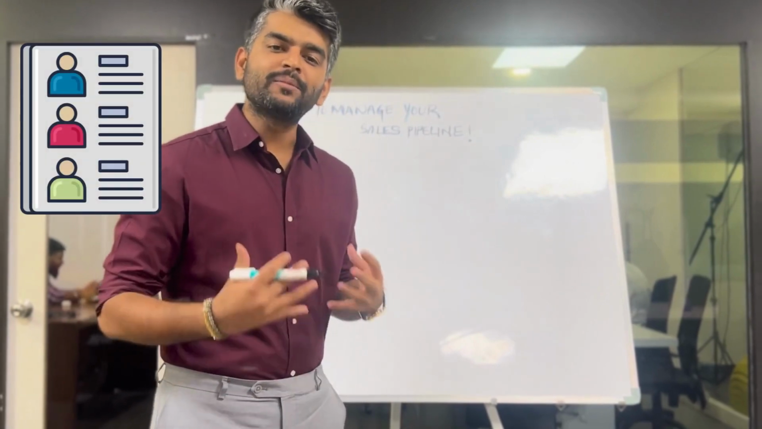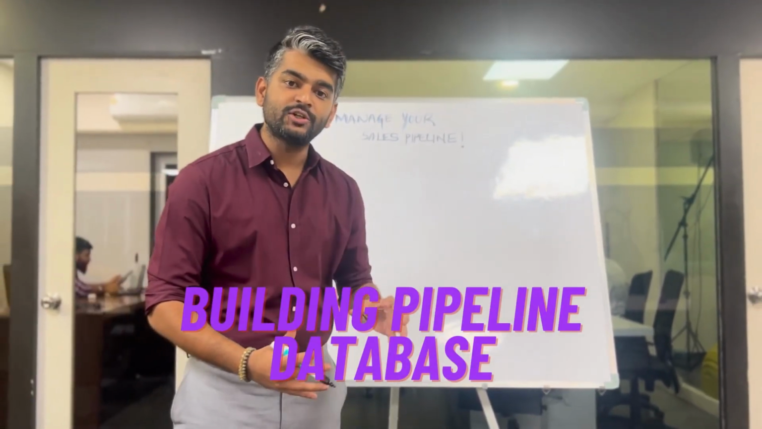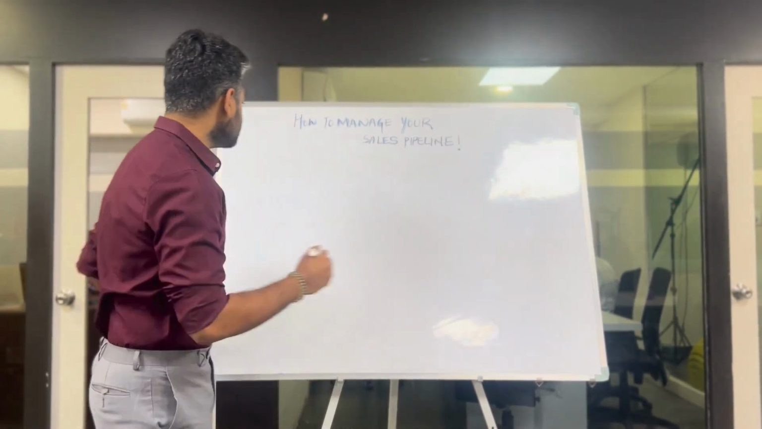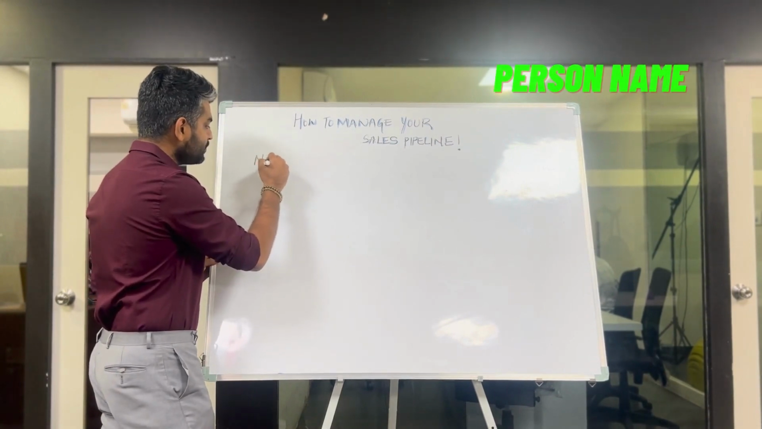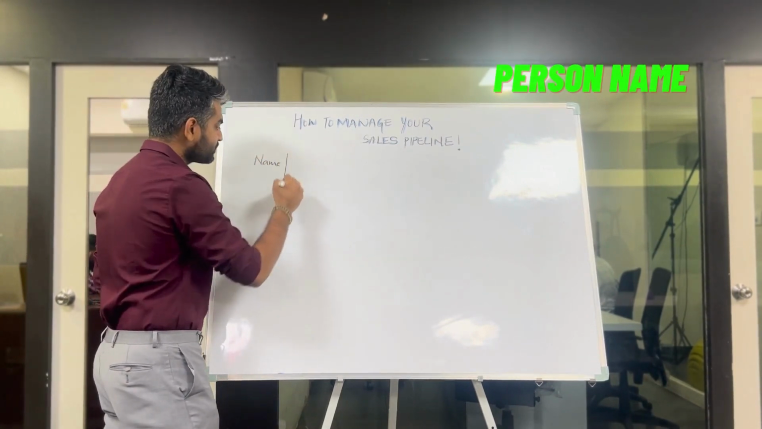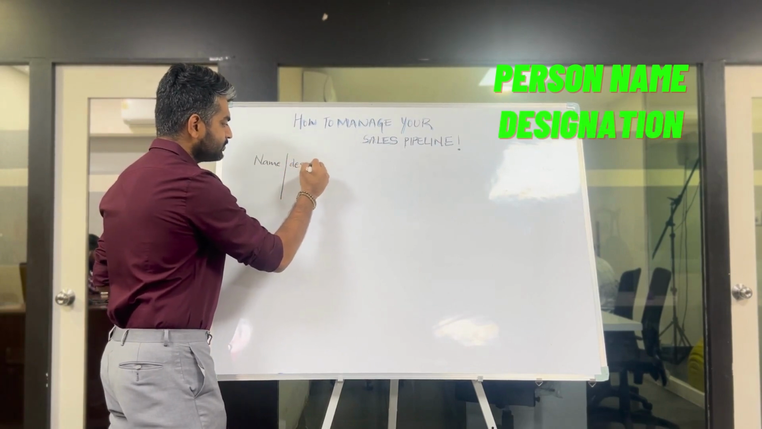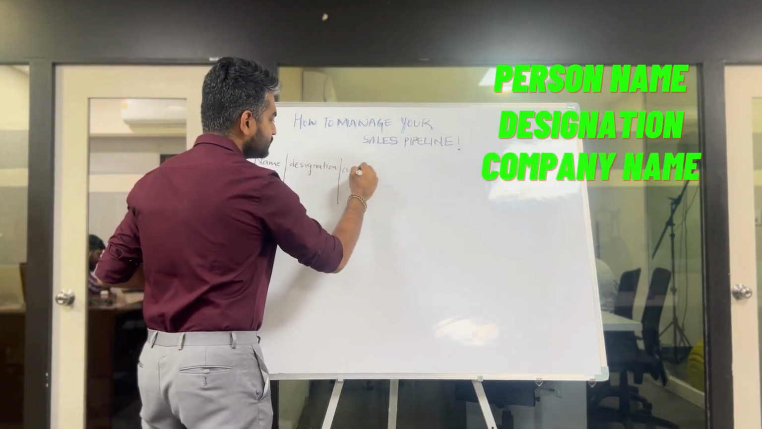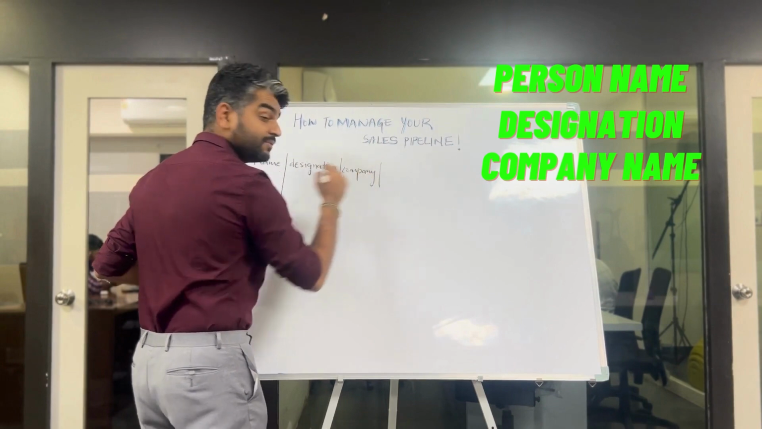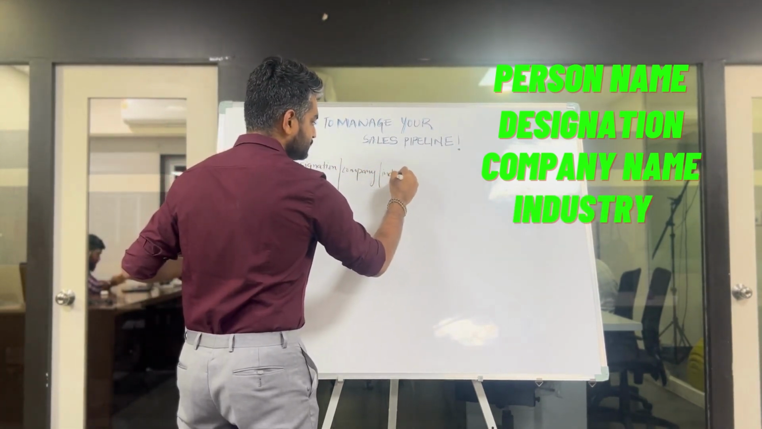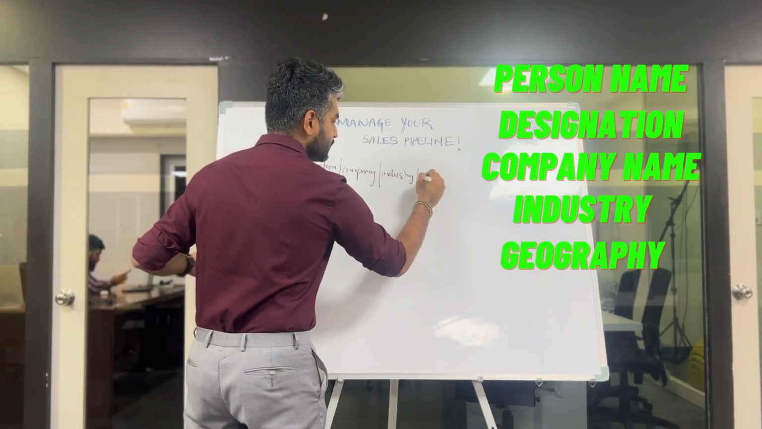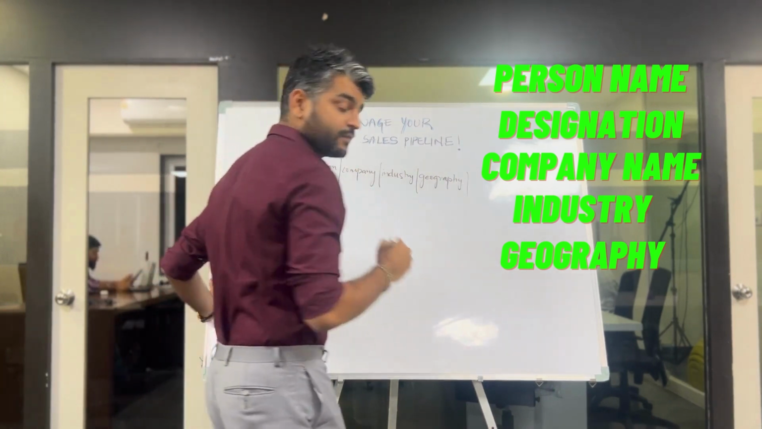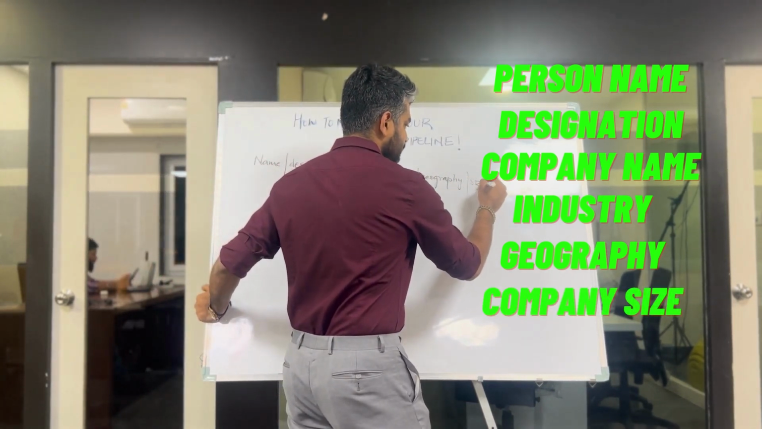So a database should ideally comprise certain criteria which is extremely essential to understand who this ICP is and how we are managing them. So this should ideally involve the name of the person, the designation, the name of the company, their industry, geography, the size of the account, revenue.